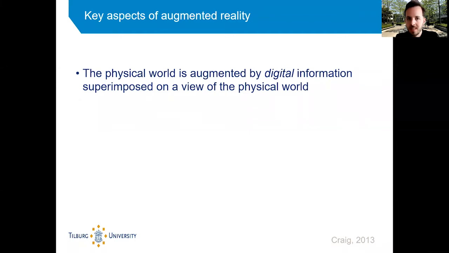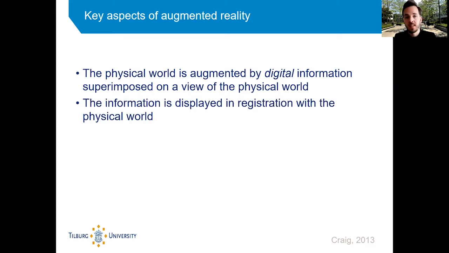And the first one is that the physical world, as we know it, is really augmented by digital information. So we have the real world, but we add some digital information to this. And what's important is that this is superimposed on your view of the physical world. So it takes into account the real world around you and superimposes some digital information to it.